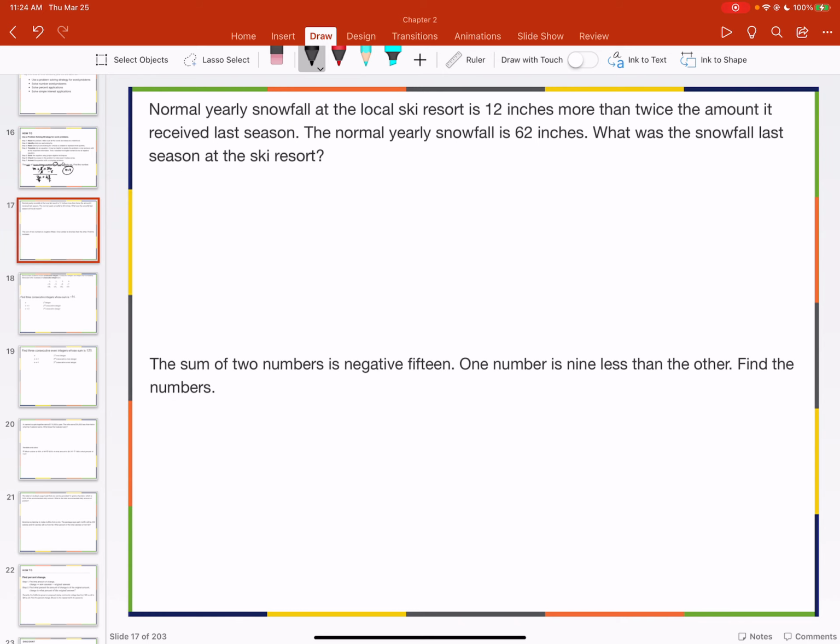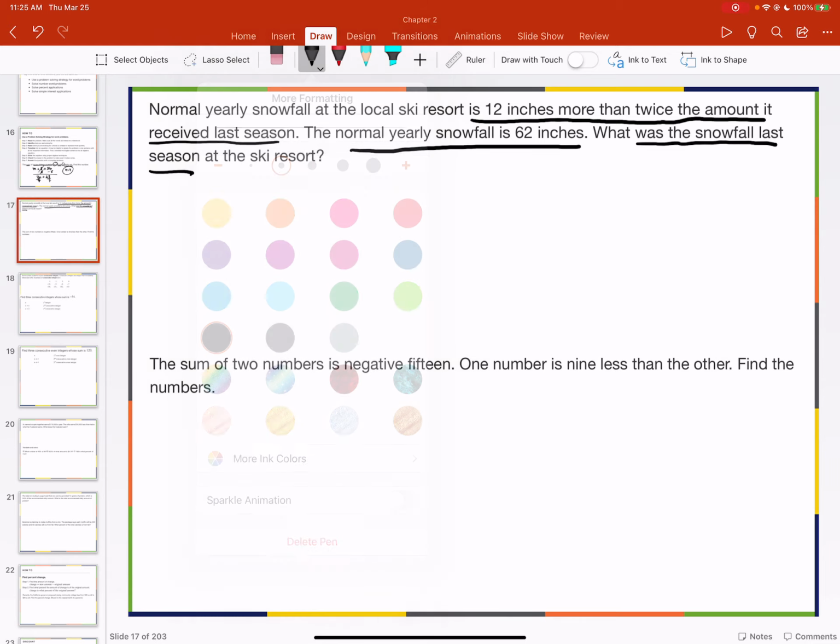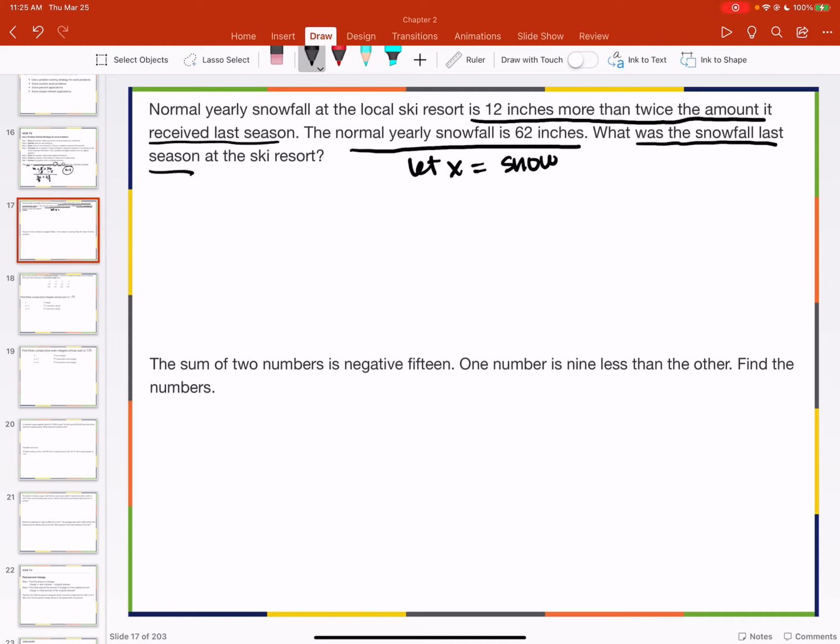Let's do another problem. Okay. Normal yearly snowfall at the local ski resort is 12 inches more, so that's something, than twice the amount it received last season. The normal yearly snowfall is 62 inches. What was the snowfall last season? So last season, we're going to let that be x. So let x equal snowfall last season, because that's what the question is asking for, okay?